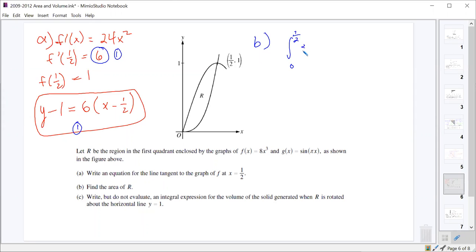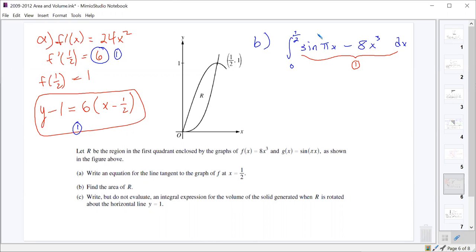Sine pi x minus 8x cubed dx. Okay, everybody good with that? This piece right there is 1 point. Then 2 points for having the right antiderivative.